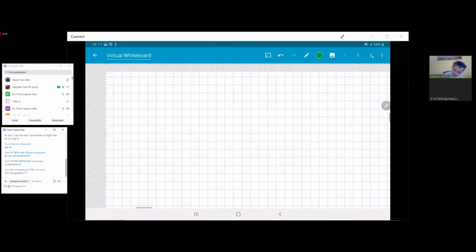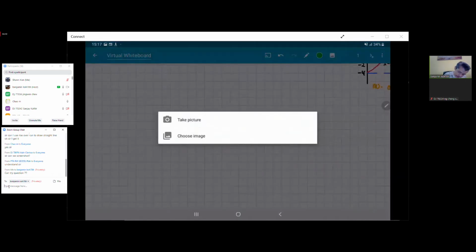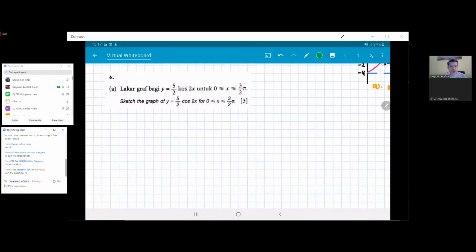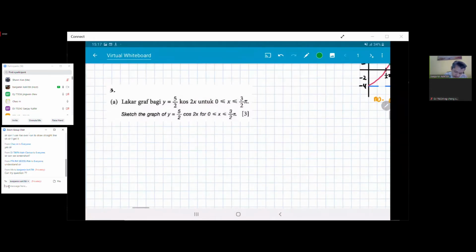A first. Okay, so for 3 marks, sketch the graph of y equal to 5/2 cos 2x. Okay, so why do I want to pick this question? Simple, because of this. When you see 5/2, some students get confused. Why is there 5/2? Okay, but again, let's break it down first.